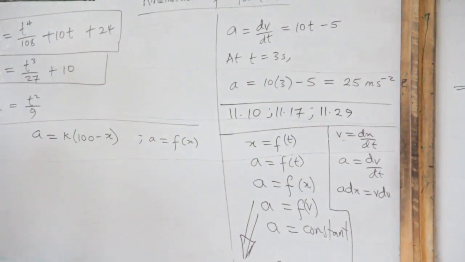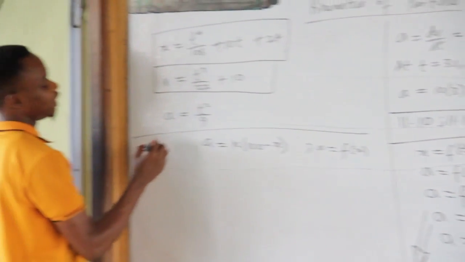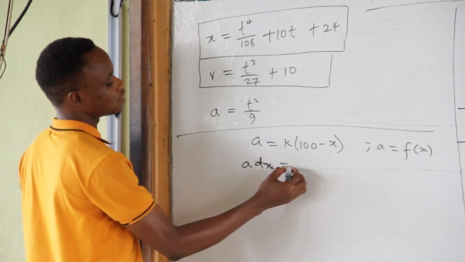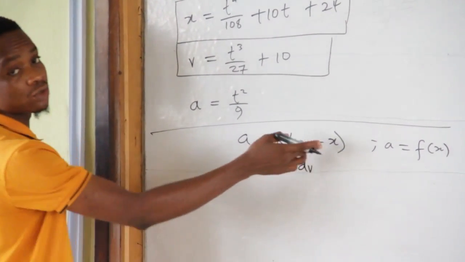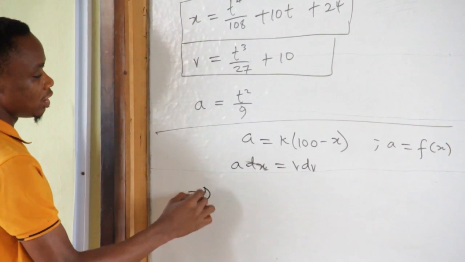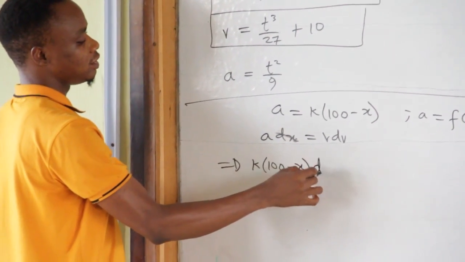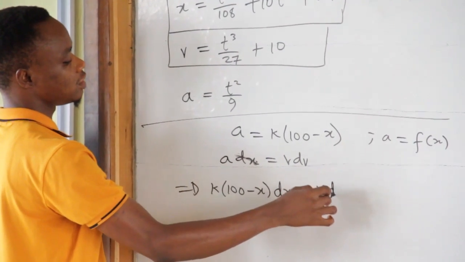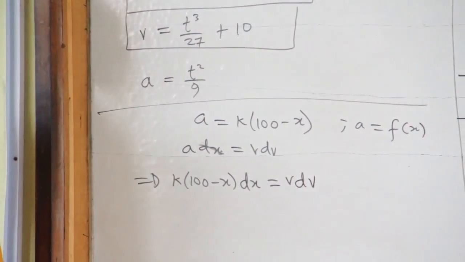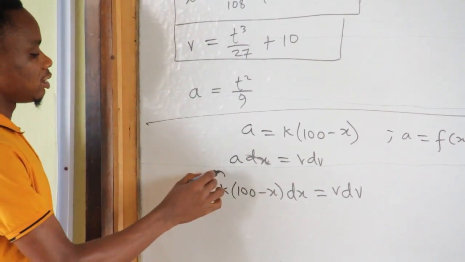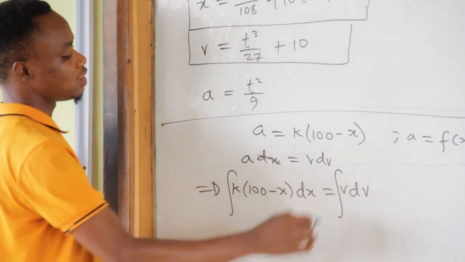a dx is equal to v dv. So we know a dx is equal to what? a dx is equal to v dv. So we now substitute for a. I'll be given this to be a. That means k into (100 minus x) dx is equal to v dv. Does that make sense? Yes, sir. So now I have only two variables, x and v. So I can integrate this with respect to x, this with respect to v.